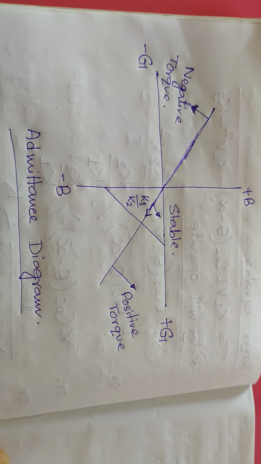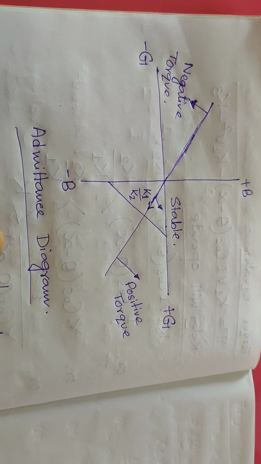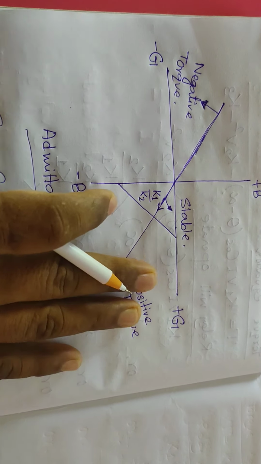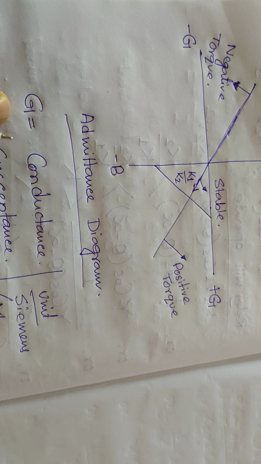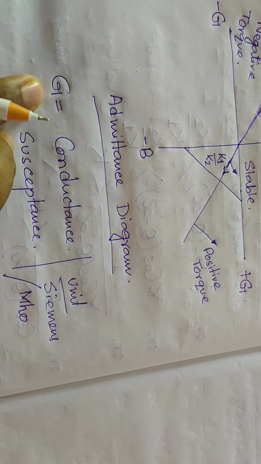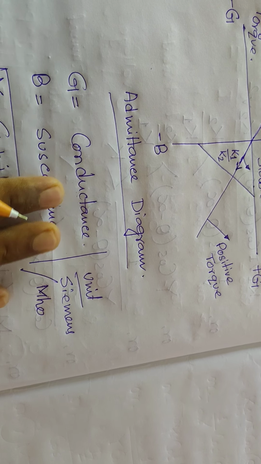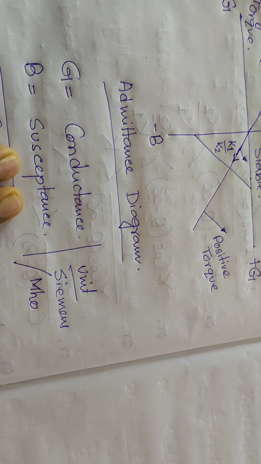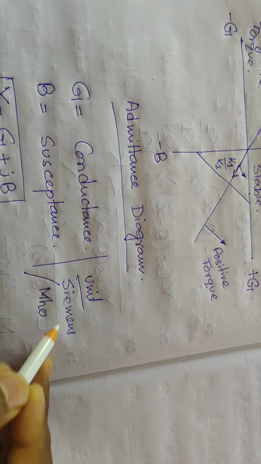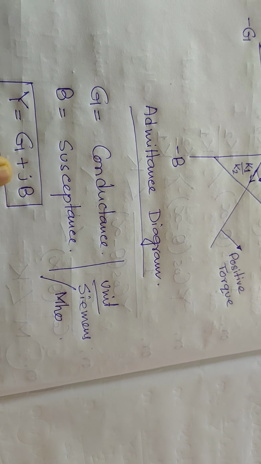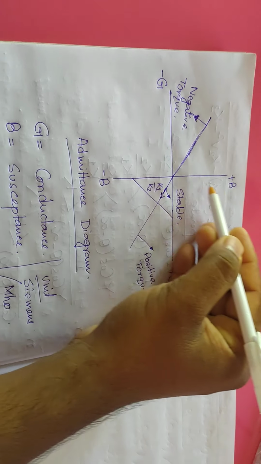I have also drawn the GB diagram. What is GB? With the help of the GB diagram we can define the admittance diagram. We have already learned in our graduation that G is the conductance and B is the susceptance. What is the unit of the conductance and susceptance? The unit is Siemens or mho. So it is very important. Y equals G plus jB, where j is the imaginary axis.